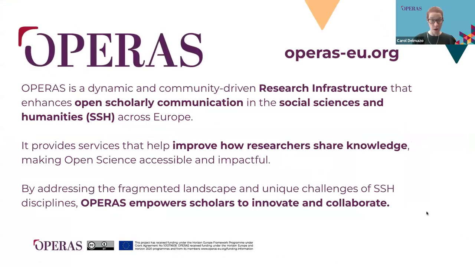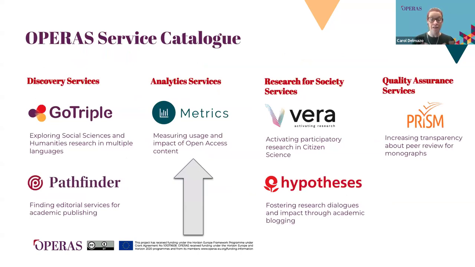For the ones who don't know, OPERAS is a research infrastructure that focuses on open scholarly communication in the social sciences and humanities. So we offer services that help to improve how researchers share knowledge. We want to make open science more accessible and impactful. In the end, what we want is to empower scholars to innovate and collaborate and do science in a more open way. Currently, in our catalog, we have diverse services, starting from discovery services. For example, we have GoTriple, which is a multilingual platform where you can find almost 17 million documents, mainly in open access from the social sciences and humanities, lots of publications.